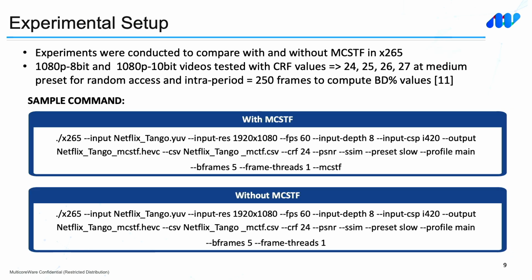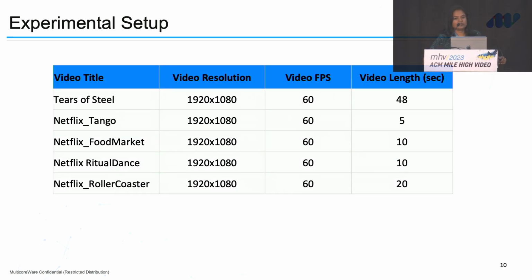So we conducted experiments in X265 comparing with and without MCSTF using CRF values 24 to 27 at medium preset for random access configuration and an intra-period of 250 frames. To enable MCSTF, we need to add an additional option -MCSTF. These are the set of sequences that we used: 1080p 60 FPS, with video length ranging from 5 seconds to approximately 50 seconds.